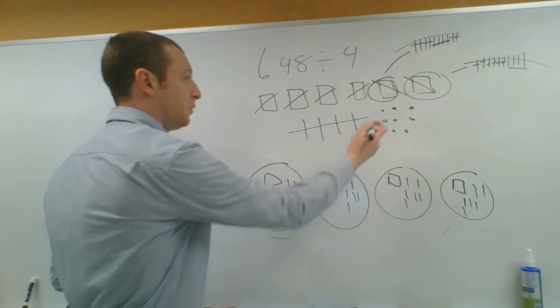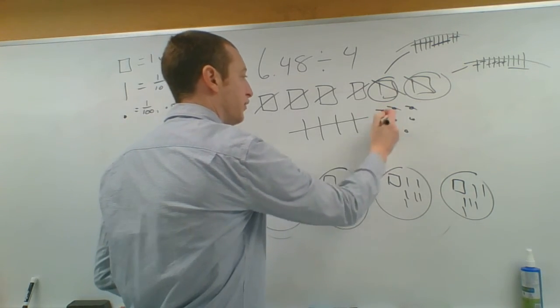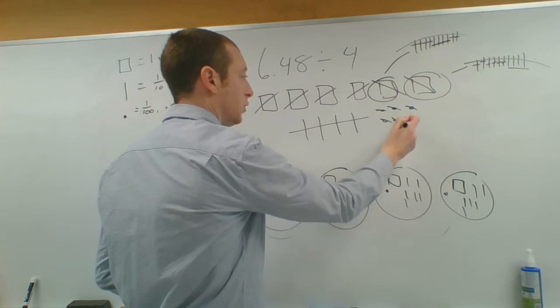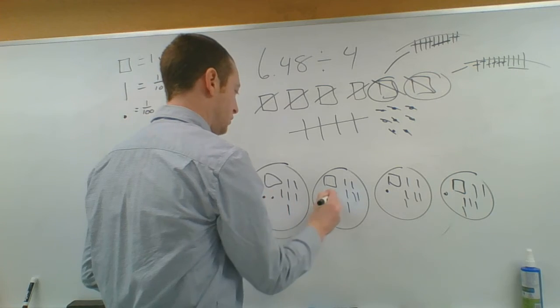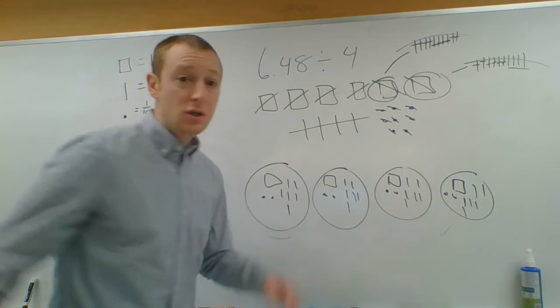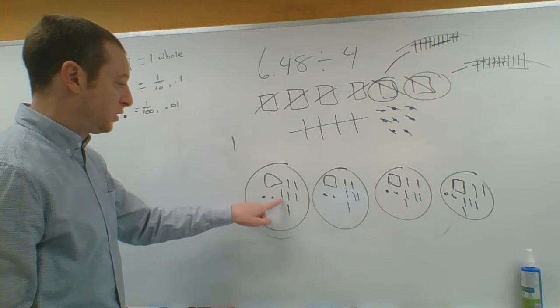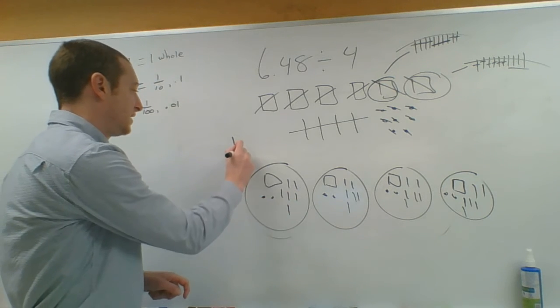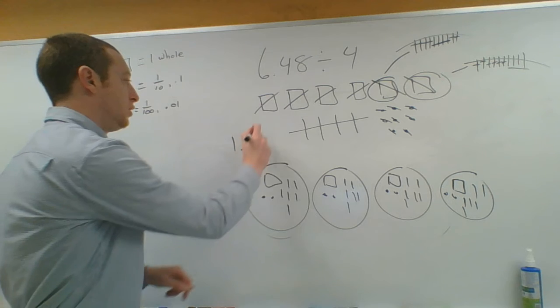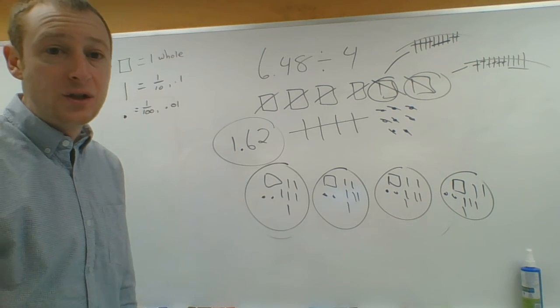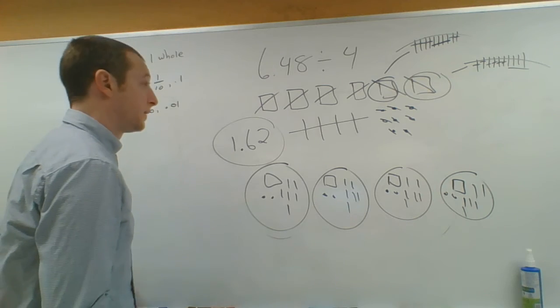Can I split these up? Well, 1, 2, 3, 4. Nice. So how much is in each group? Well, I've got 1 whole. I've got 6 tenths, and I've got 2 hundredths. 1.62. Let's check it.